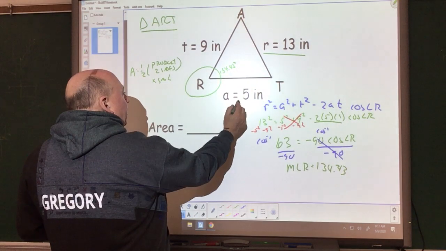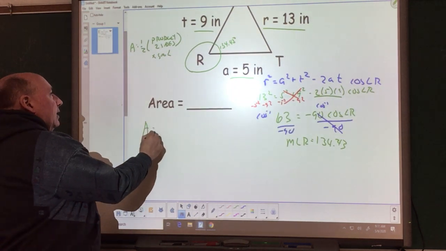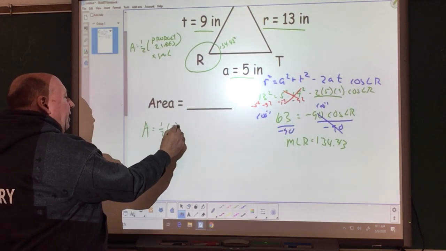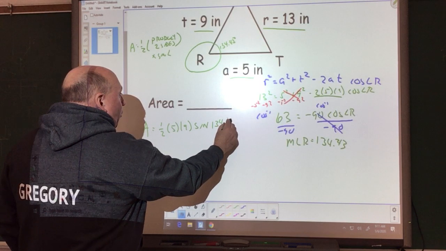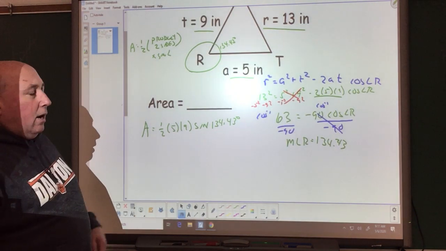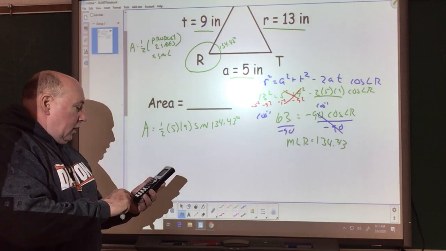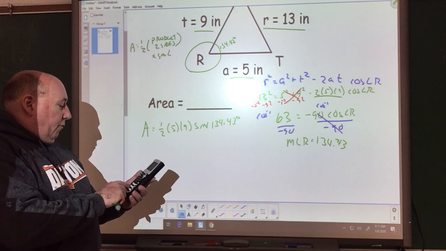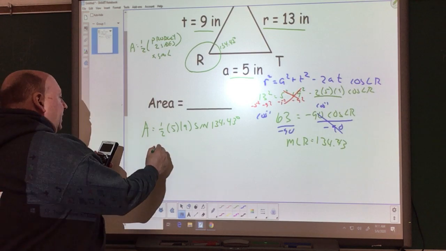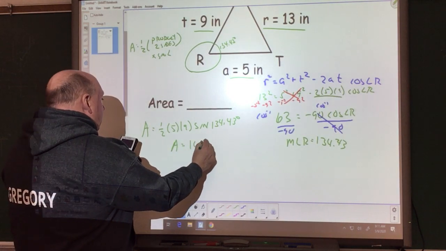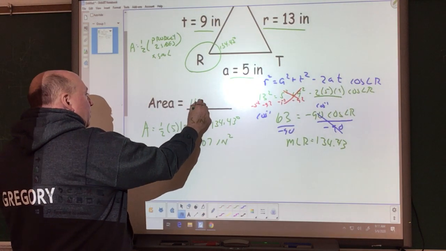Here's my angle, it's included. Here are my two sides that form that angle. So my area is equal to 1/2 times 5 times 9 times the sine of 134.43 degrees. Now, I've held that value in my calculator so I can just take the sine of my answer. So we have 0.5 times 45 times the sine of, and I'm just going to pull my answer down, I get 16.07, and our units are in inches, so we have inches squared.